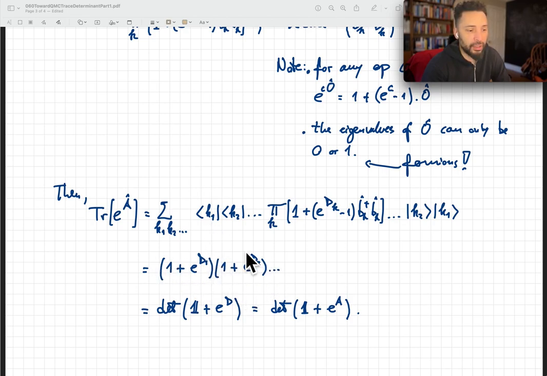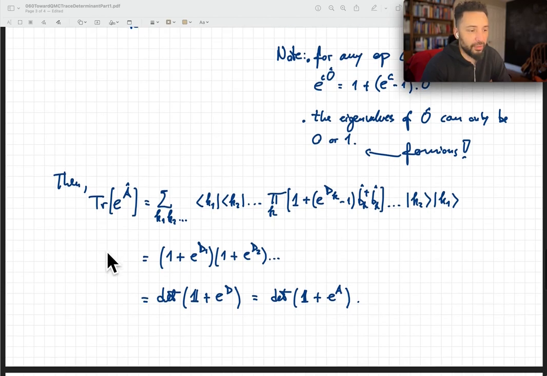It happens again for k2. Once again, k2 will sandwich only b2 dagger b2, with k2 on the other side. And that k2 can only be 0 or 1. That's the occupation of that state labeled 2 in our single particle basis. And so that eigenvalue of b2 dagger b2 can only be 0, in which case we get a 1, or it can be 1, in which case the 1 cancels with the 1, and we get e to the d2, and that's this factor here. And so we continue like that all the way to the end, where our basis ends, or all the way to infinity if our basis is infinite.